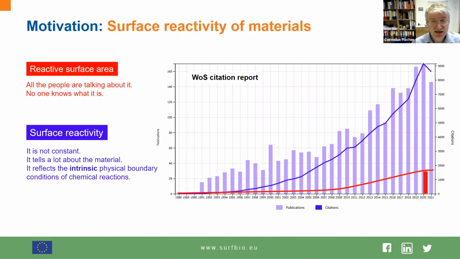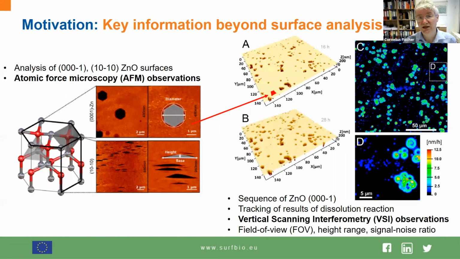And this is something that is illustrated by this simple graph that I just copied from the Web of Science citation reports, where we have the number of publications where we can find in the abstract the words reactive surface area, that's the red line, and then the combined sequence of words surface reactivity. You can actually see fairly quickly what happened during the past few years. And a large fraction of this kind of analysis and quantification is related to surface-sensitive methods.